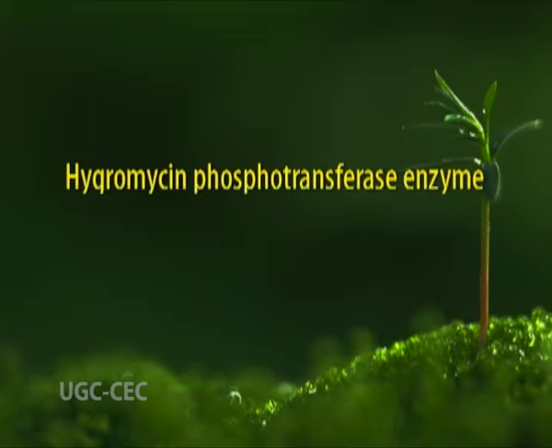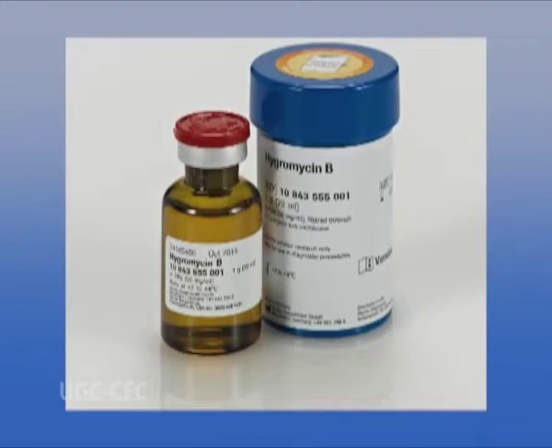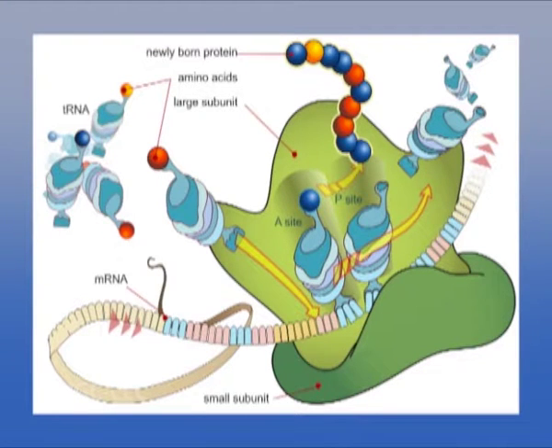The HPT gene codes for the enzyme hygromycin phosphotransferase, also known as aminoglycoside 4-phosphotransferase. This gene was isolated from E. coli and gives resistance to the hygromycin B antibiotic. The HPT catalyzes the inhibition of polypeptide chain elongation, thus interrupting protein synthesis in plant cells.